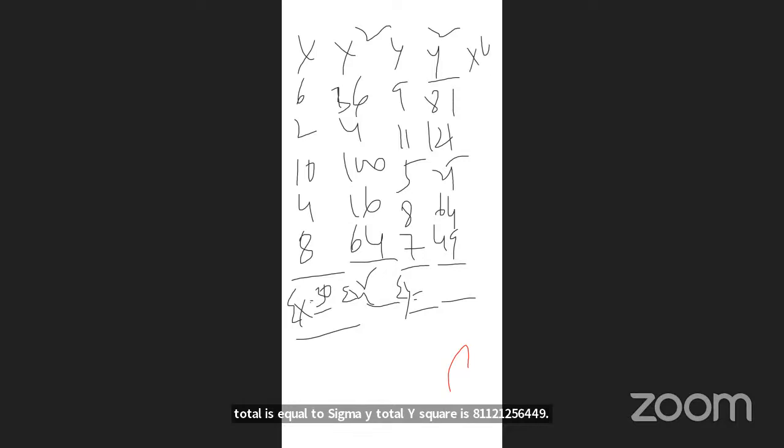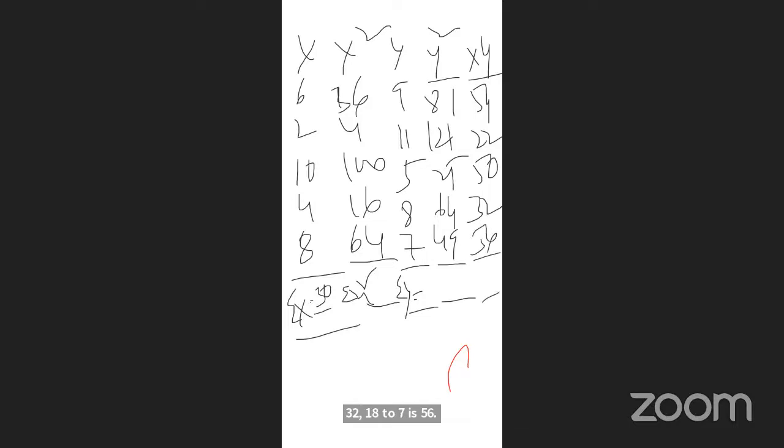And X into Y. That is 6 into 9 is 54. 2 into 11 is 22. 10 into 5 is 50. 4 into 8 is 32. 8 into 7 is 56. This is sigma XY. So find out the totals.